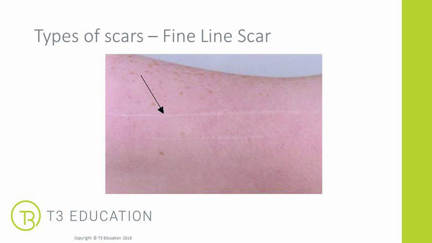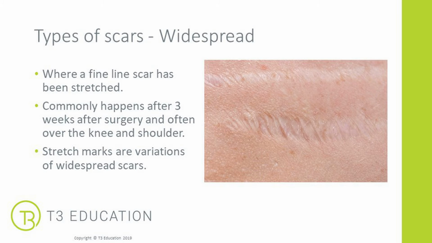As we start looking into types of scars, we'll start with the fine line scar. This scar is where there's been the right amount of collagen produced, and it creates just a really fine line, so just where that incision has occurred. It's difficult to see, it's blended in quite well, and it's healed very well. The next type of scar is a widespread scar, and this is where that fine line scar has been stretched and becomes a little wider. It commonly happens after around 3 weeks after surgery over tissue such as the knee and the shoulder where that tissue has stretched.